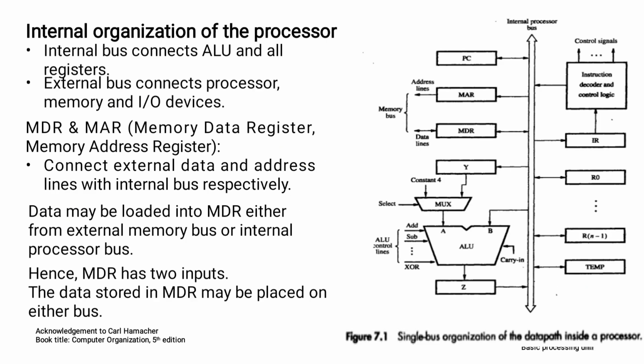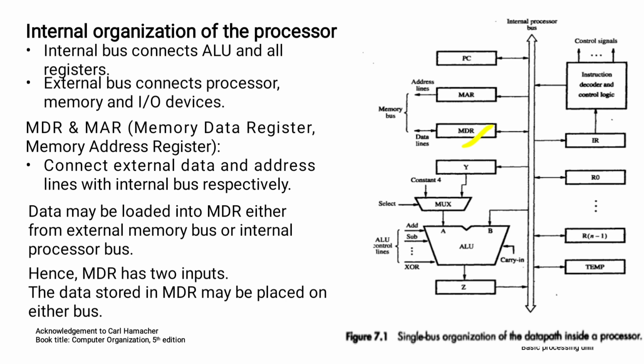That is the internal organization of the processor, the different parts we came to know about, how they are connected and how they operate. The internal bus connects the ALU and all registers. The external bus connects the processor, memory and IO devices. MAR connects the address lines with the internal bus. MDR connects the data lines in the external bus with the internal bus. Data may be loaded into MDR either from the external memory bus or the internal processor bus.